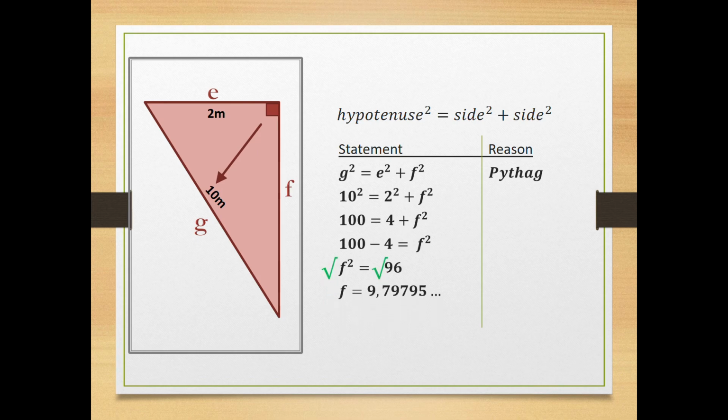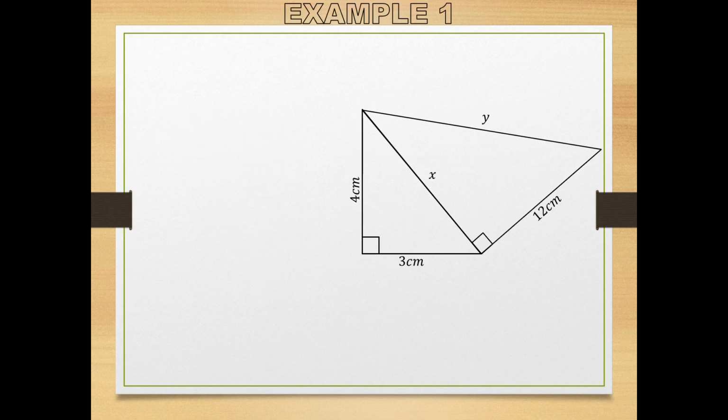And now I need to round off to 2 decimal places, so let's just see how you do that. So the 7 here makes the 9 round up to 10, which makes the 7 round up to 8. So you're working with F is equal to 9,80 meters. The next couple of examples I'd like you to do by yourself, so just pause the video and then you can carry on once you're done.